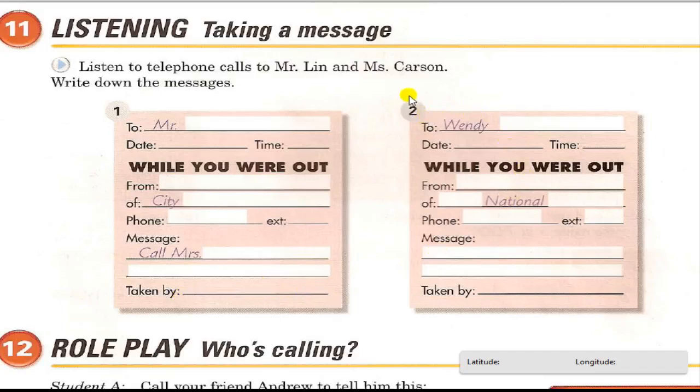Taking a message, the second telephone call. Let's start to listen.